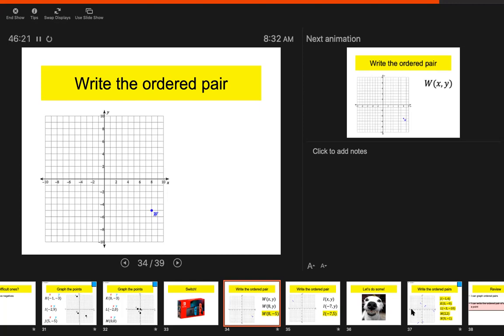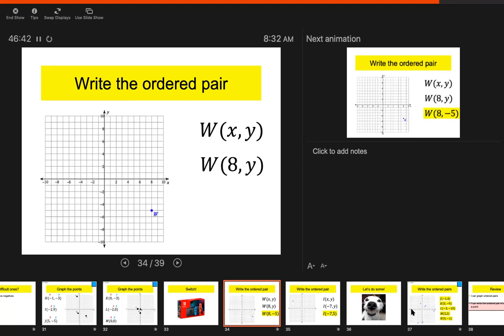Now I'm going up or down? Down. You can look, read right up. Well, it's five. But be careful. If you went down, that's negative. By the way, it is point W, so I got to label it W. You said I went right eight and I went down five.